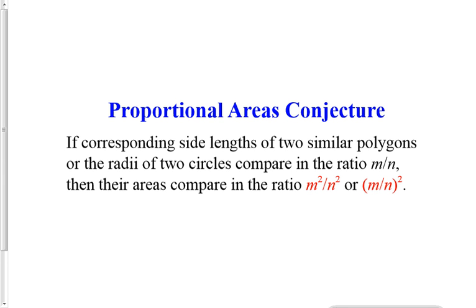So this is what we call the proportional areas conjecture. If corresponding side lengths of two similar polygons or the radii of two circles compare in the ratio of m over n, then their areas compare in the ratio m squared over n squared, or the quantity m over n squared.